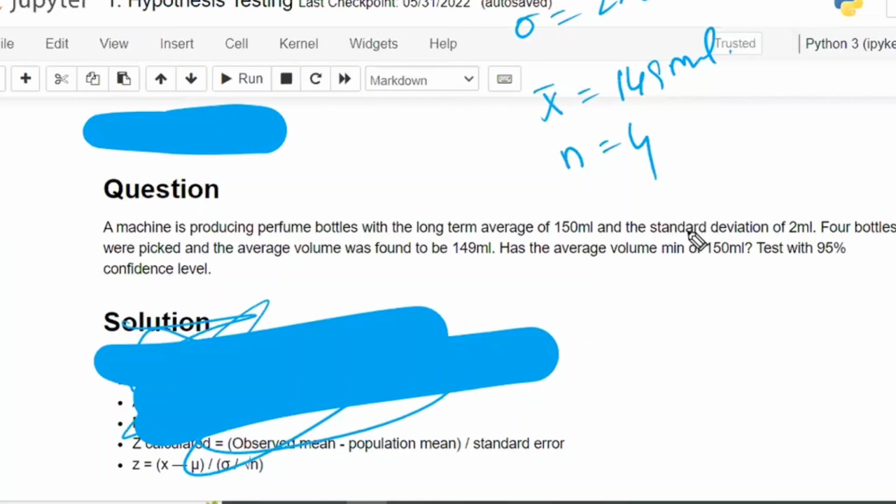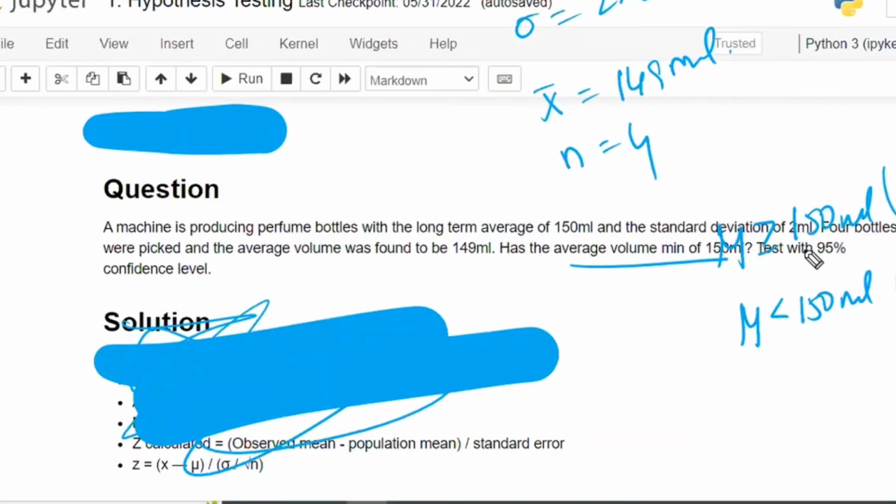What is the null and alternate hypothesis? They want to test whether they're maintaining a minimum of 150. If they're maintaining a minimum of 150, no action to be taken. If they're not maintaining 150 ml, you have to take action. So mu less than 150, you have to take action. If mu is greater than or equal to 150, no action.